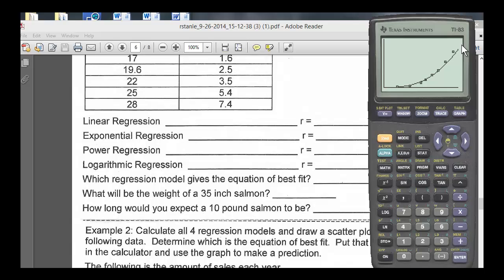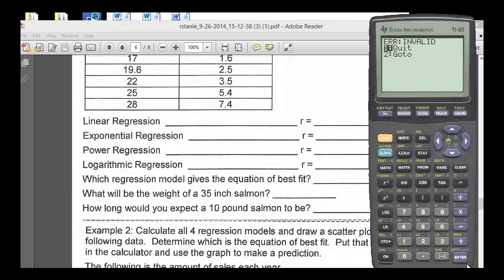Now, once I have this line drawn, I can predict the weight of a 35-inch salmon. I am given the x. I need to find the y. So go up a page in your notes, and it says to make a prediction. If you are given an x value, press the second key, Calc key and select value. Enter. Now the calculator is asking us what is the x value, and the x value that we're going to put in is 35. Notice when I put 35 into my calculator, I got an error, invalid.